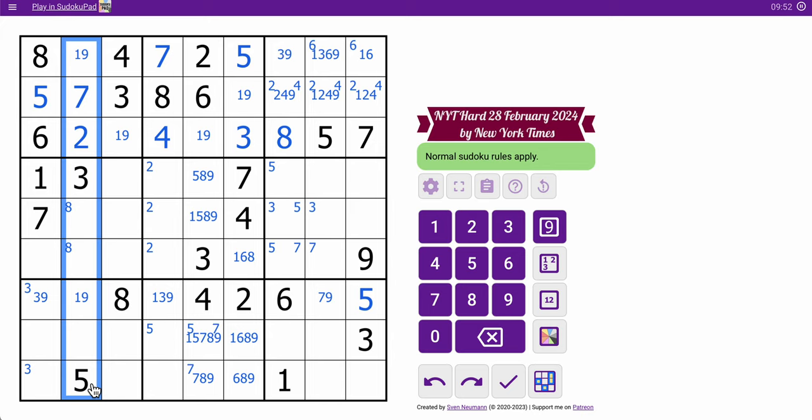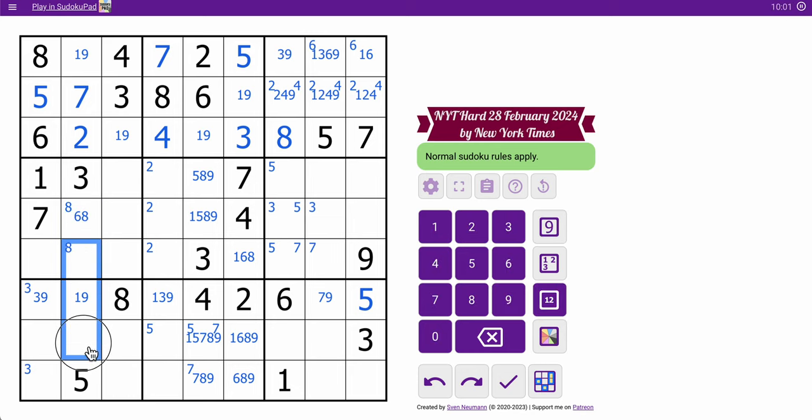Okay, what about column 2? I've got 1, 2, 3, 5, 7, 9. The remaining are 4, 6, and 8. This is 6-8 only. But this is any of 4, 6, or 8. As is, no, that's only 4 or 6.